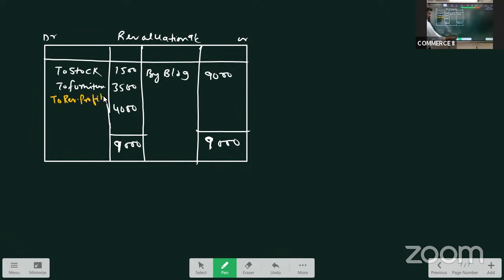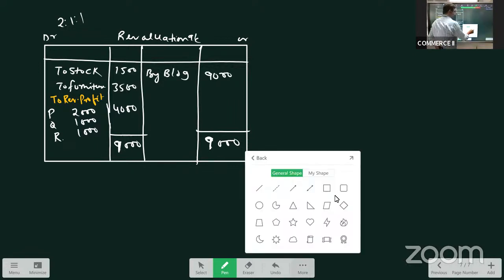And this revaluation profit is credited to P, Q, R in what ratio? What is their old ratio given? 2:1:1. That is 2/4, 1/4 and 1/4. So P will get 2,000, R will get 1,000, and Q also will get 1,000. Clear? Okay. Then we'll prepare. We'll not prepare the cash account. There is no effect. So we'll directly take up the goodwill account.